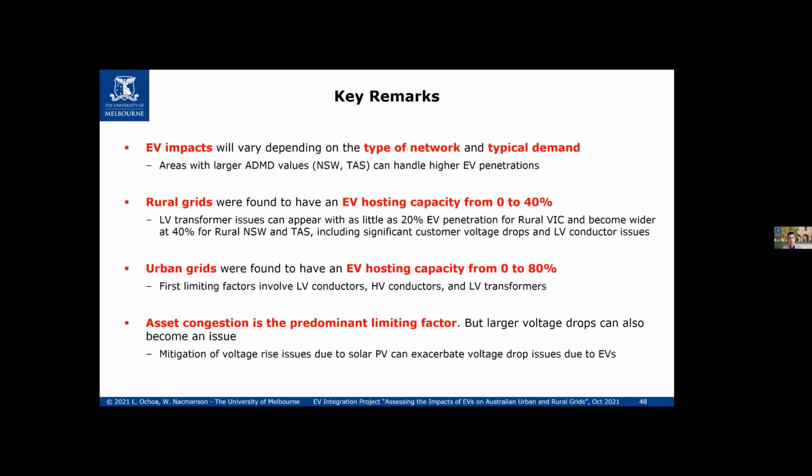What can be generalized, however, is that definitely there will be asset congestion issues, and the transformers are really affected very quickly, which is similar as well to urban grids. However, depending on the urban grid, you can even have a much higher EV hosting capacity. Asset congestion is definitely a predominant factor here, but voltage issues can happen.